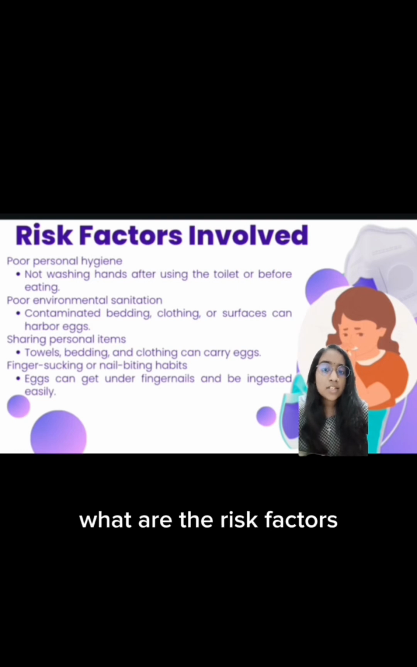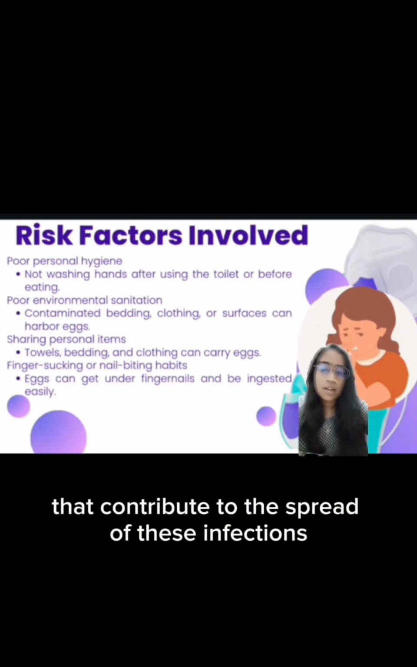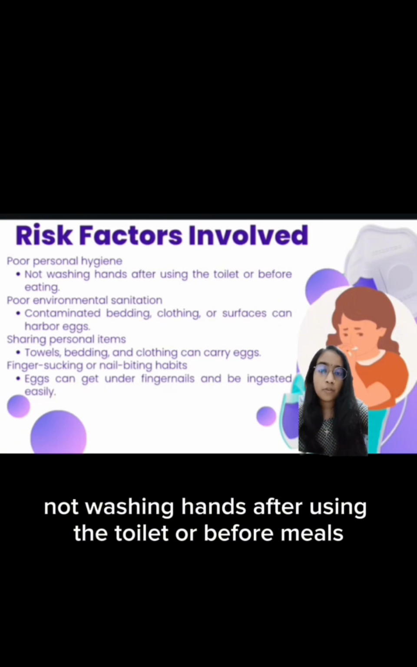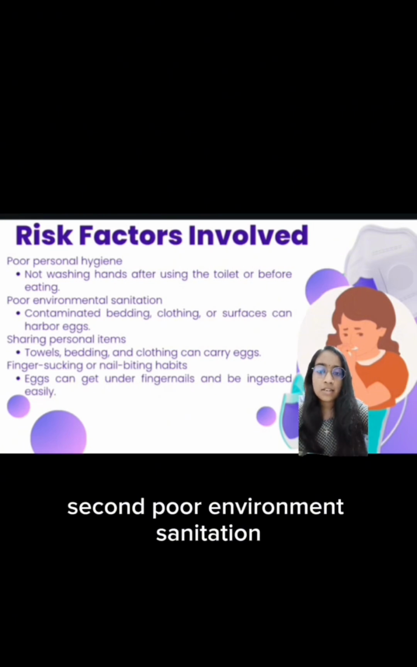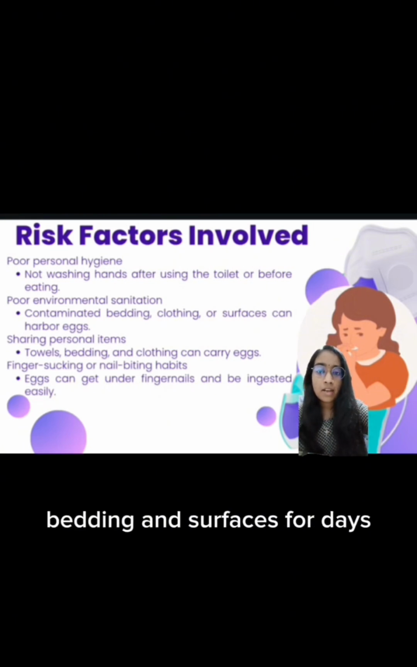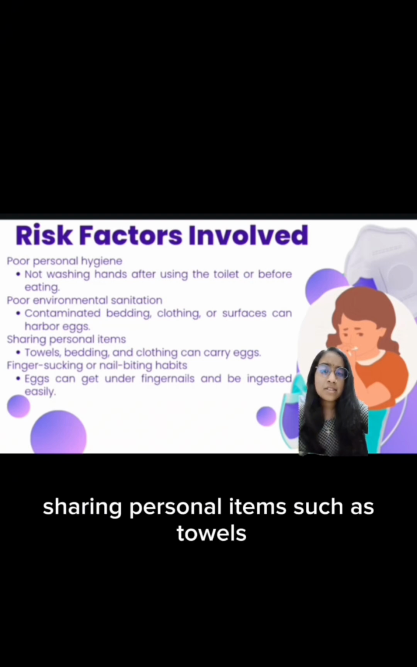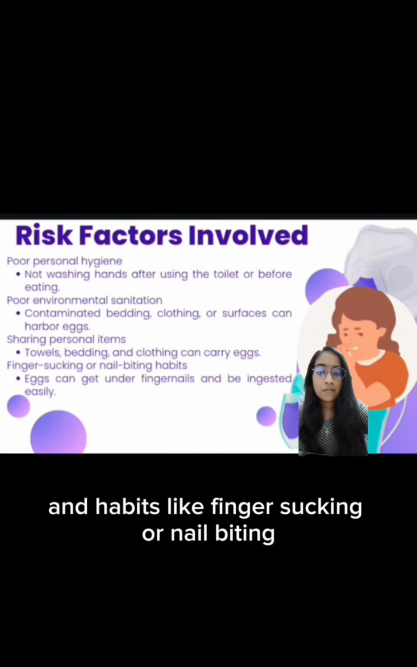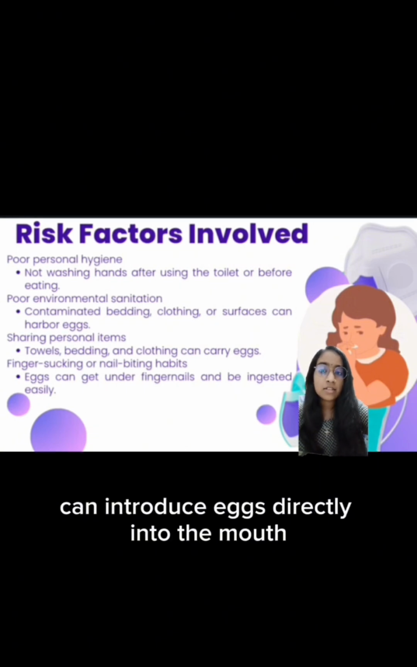Now let's see what risk factors contribute to the spread of these infections. Firstly, poor hygiene practice, for example, not washing hands after using the toilet or before meals. Second, poor environmental sanitation. Eggs can survive on clothing, bedding and surfaces for days. Sharing personal items such as towels, toothbrushes or clothes increases that risk as well. And habits like finger sucking or nail biting can introduce eggs directly into the mouth.